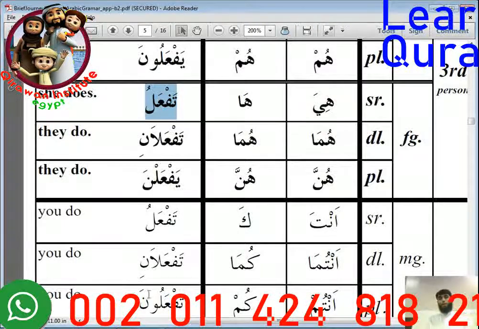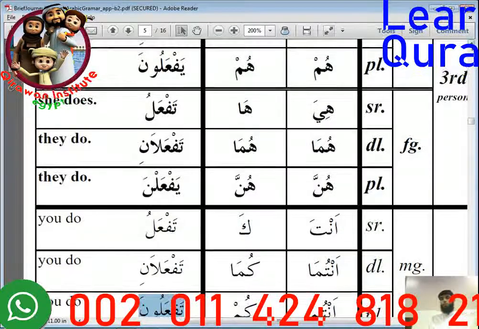Tadhhabu. And taf'alani, now this is same, right? Taf'alani, same. This is different though, right? So taf'aluna, compare this to yaf'alu.